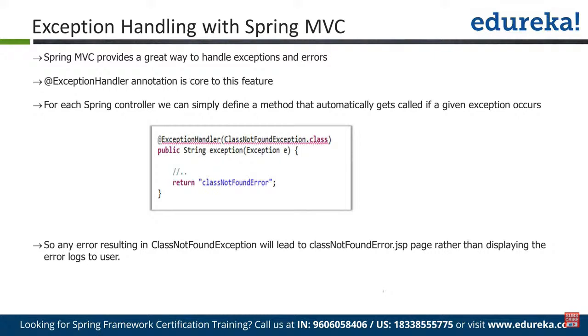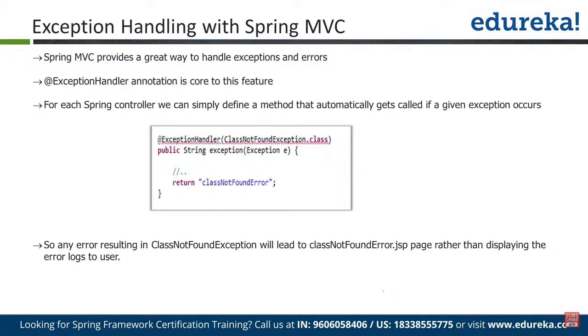But here is a catch. This is specific to your controller. For example, if you are getting a ClassNotFoundException in, let's say, BusinessController or maybe AccountController, then you need to write this method there as well. So this is a kind of code redundancy, right? You're writing the same piece of code in almost all the classes.